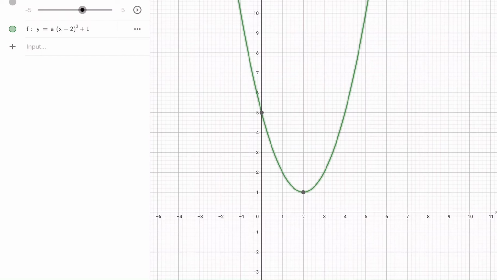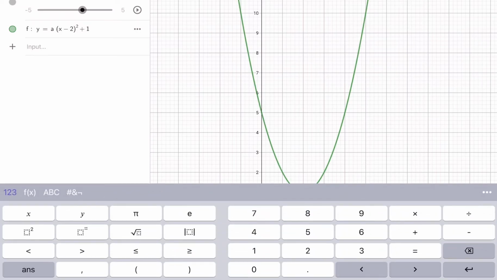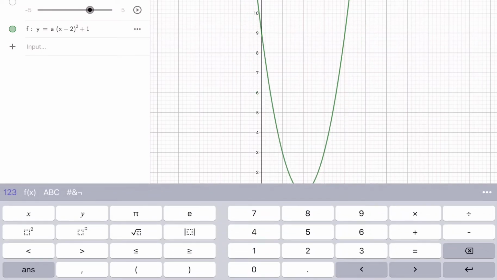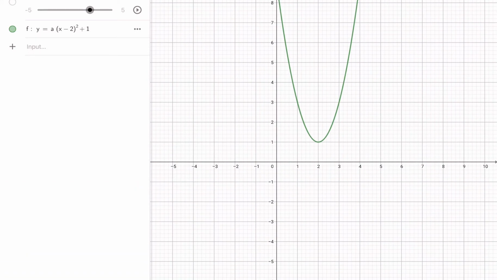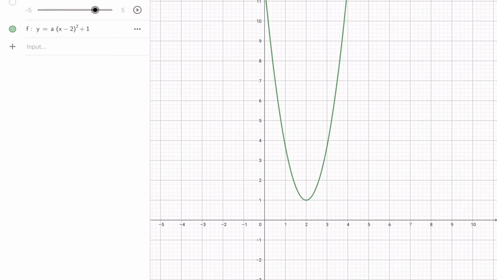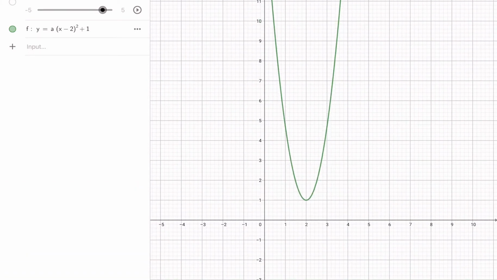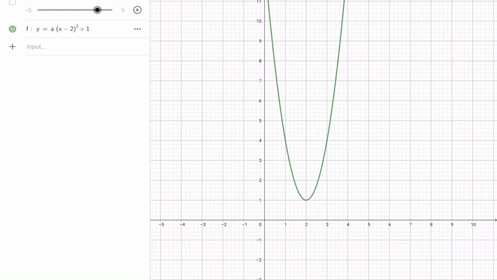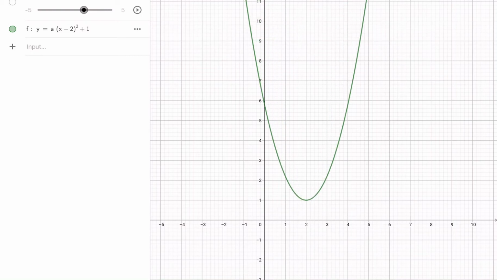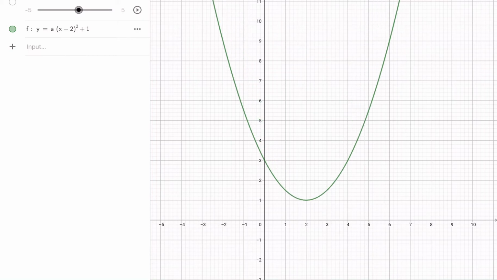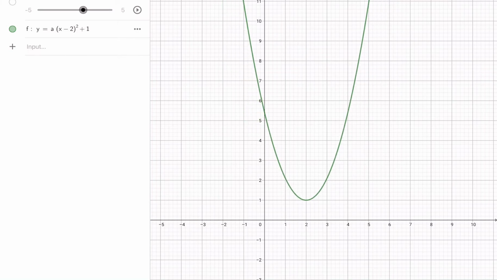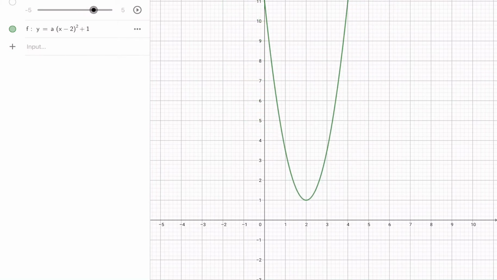So let me show you. If I just increase the value of the a, if I just make it bigger, then it's going to be shrunk. Then if I just make it smaller, then it's going to be broader. Okay, you see? So it's going to be broader. If I increase the values of the a, it's going to shrink.